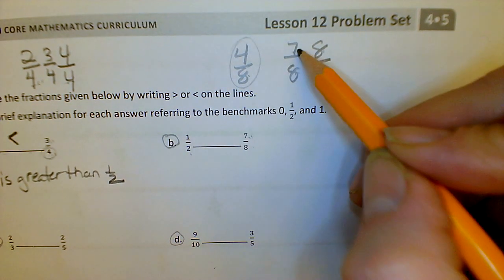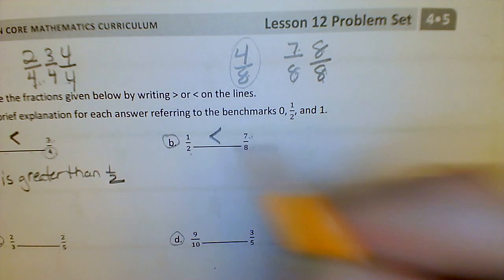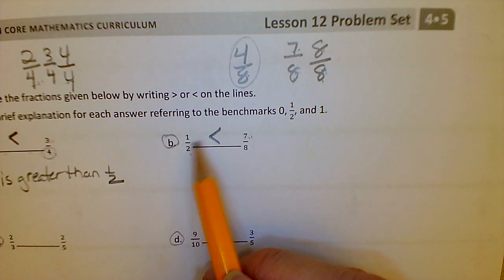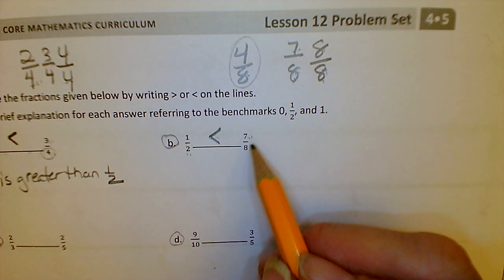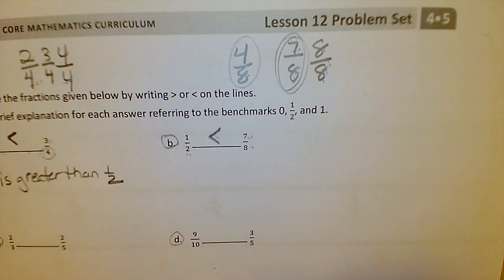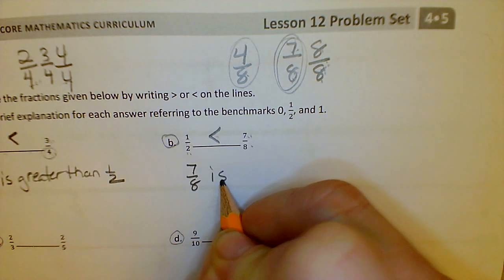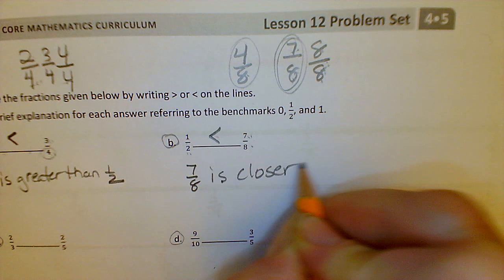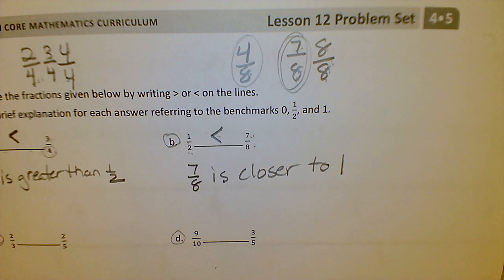So I know that's a half. So clearly 7/8 is much larger. So again, I'm going to go ahead and show that 7/8 is larger than 1/2, or 1/2 is smaller than 7/8. And the logic that I used was that 7/8 is much closer to 1. So I'm going to write that: 7/8 is closer to 1. So this is again how we're supposed to be getting comfortable with these fractions.